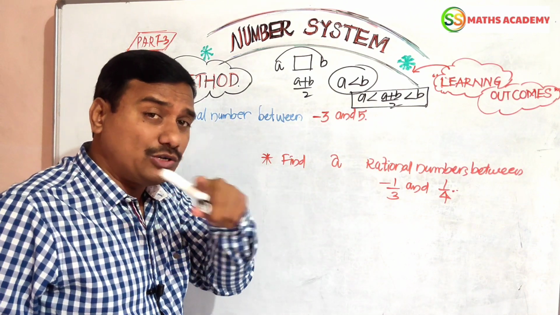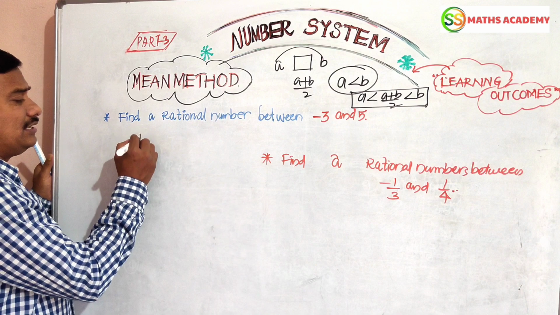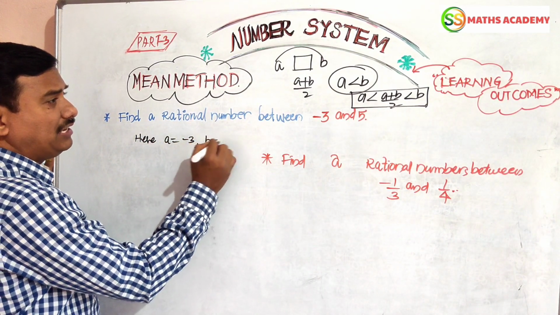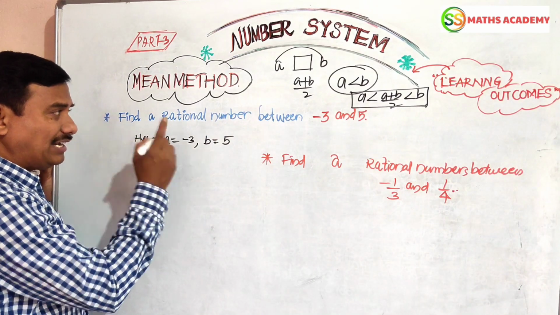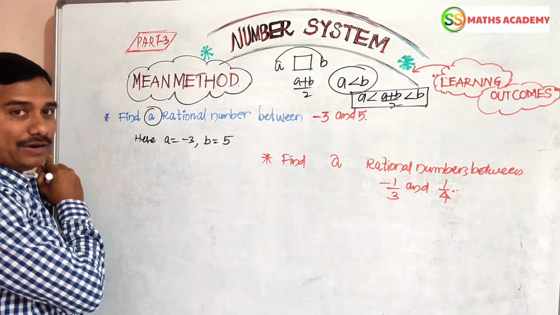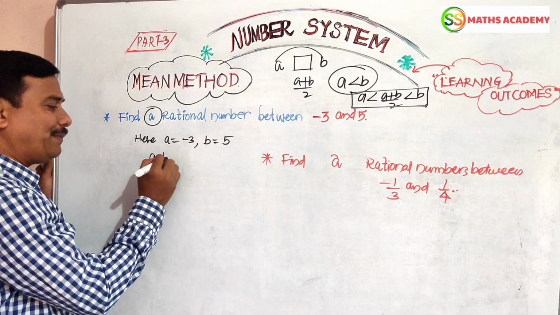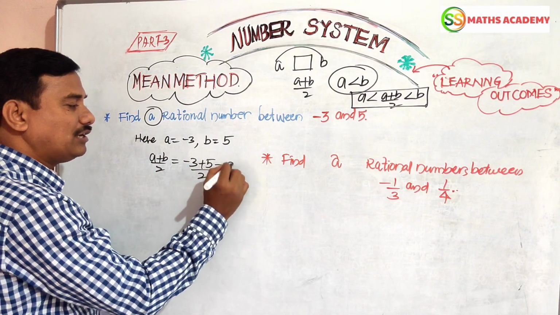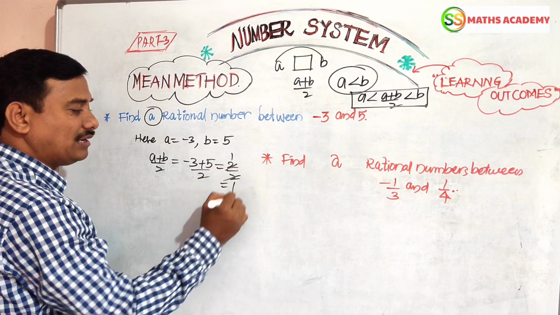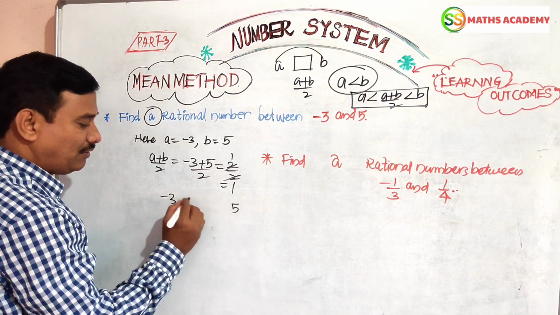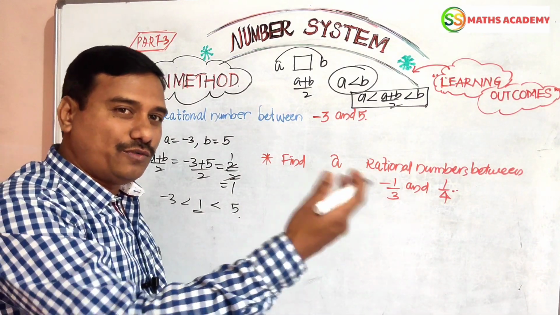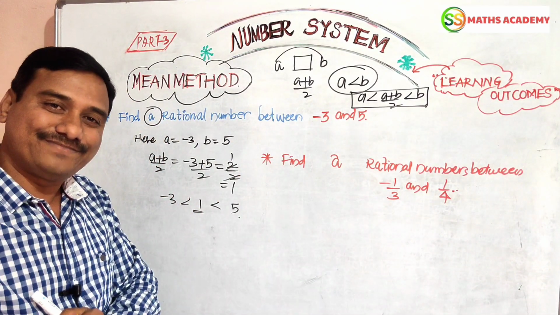Let us see the process. Now here, dear friends, A is minus 3 and B is 5. Find one rational number. He is asking only one rational number. Means (A plus B) by 2, nothing but (minus 3 plus 5) by 2, nothing but 2 by 2, nothing but 1. Yes, between minus 3 and 5, 1 will be there on the number line: minus 3, minus 2, minus 1, 0, 1. Right?